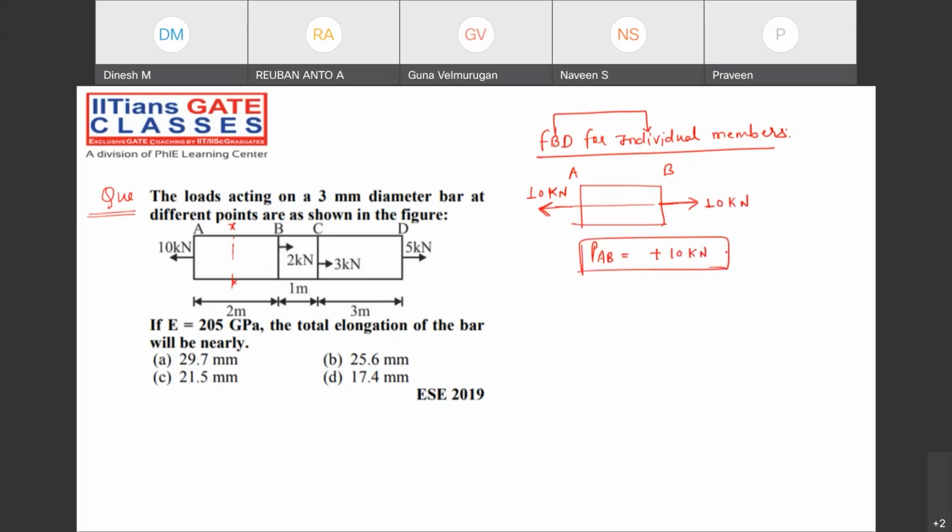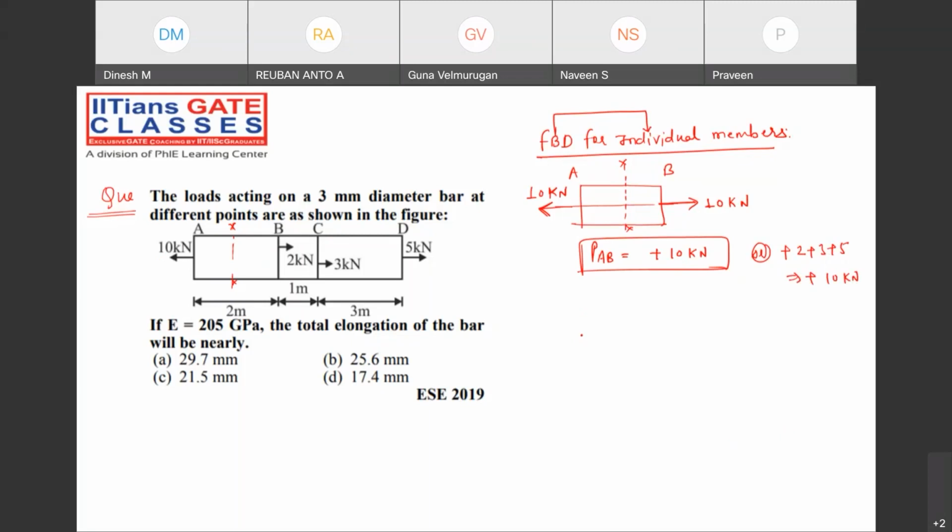Either you calculate from left hand side or from right hand side. Not believing, check it out. Left hand side, plus 10 according to sign convention. Right hand side, plus 2 plus 3 plus 5. Check it out. Plus 10 kilonewton, are you getting or not? Either left side or right side. Do not follow both sides at a time. Are all of you understanding what actually I'm talking about?